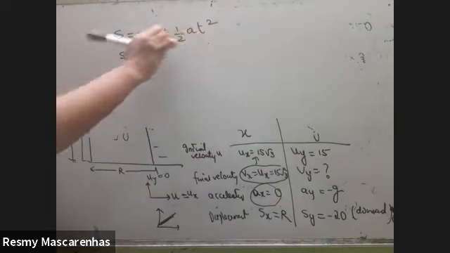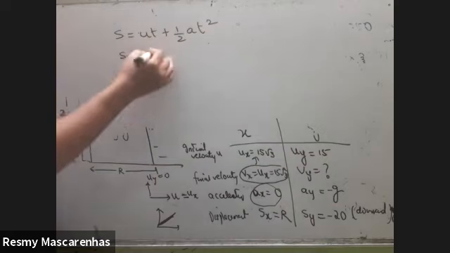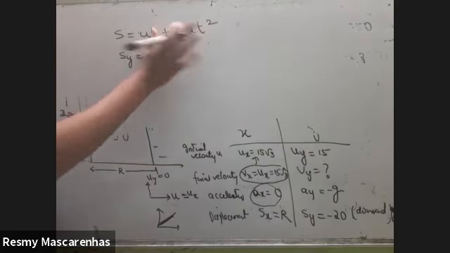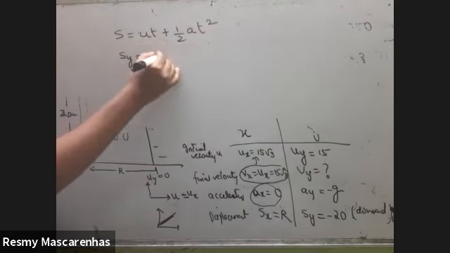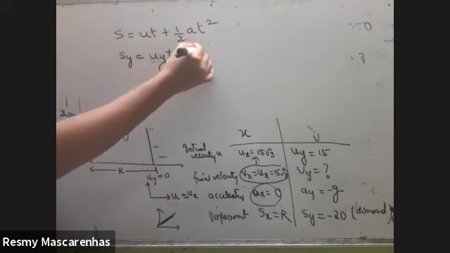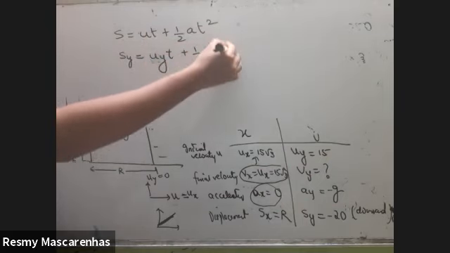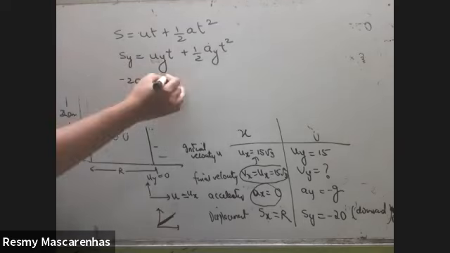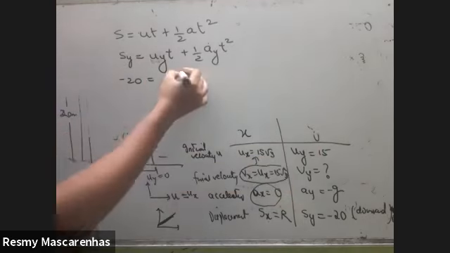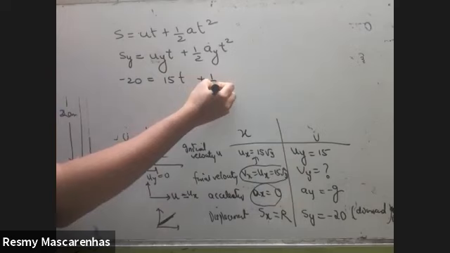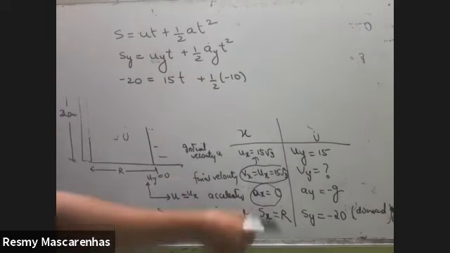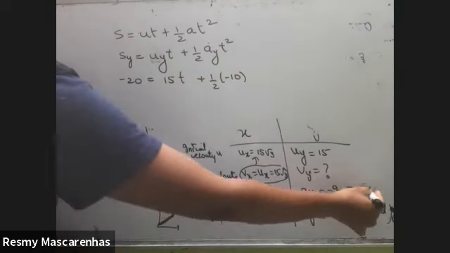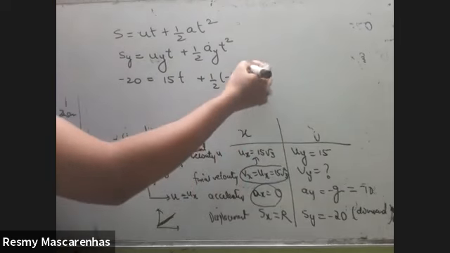Our aim is to find a time. So u is how much? 15. Or first we'll write everything in terms of y. So this will be uy into t, ay into. Now substitute. Sy is -20. This is 15. I'm taking it as -10. And this.